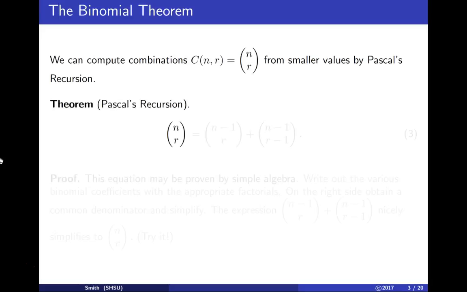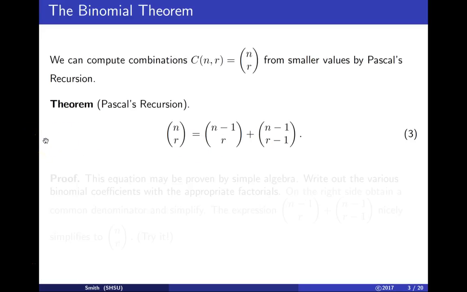This is a theorem. n choose r is the same as the sum of n minus 1 choose r plus n minus 1 choose r minus 1. If you're picking r people from a group of size n, you can either leave somebody out and choose r people from a set of size n minus 1, or you can include that person and choose the r minus 1 remaining people from the remaining n minus 1.